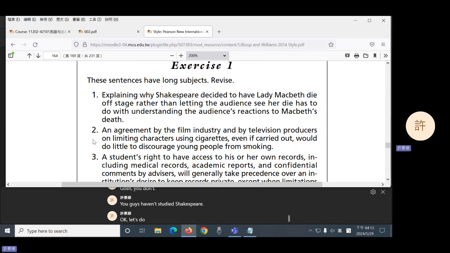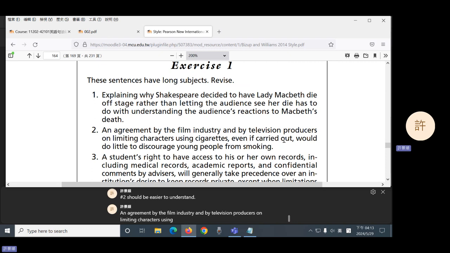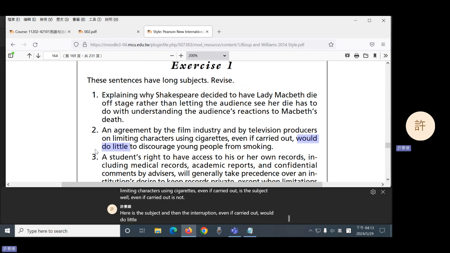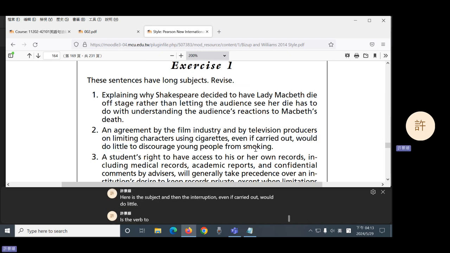Okay, let's do number two. Number two should be easier to understand. An agreement by the film industry and by television producers on limiting characters using cigarettes, even if carried out, is the subject. Well, even if carried out is not. Here is the subject. And then the interruption, even if carried out, would do little is the verb to discourage young people from smoking. The idea of this sentence is that, well, no, if I explain the idea, that's already simplifying the sentence. I know, I'll translate it.